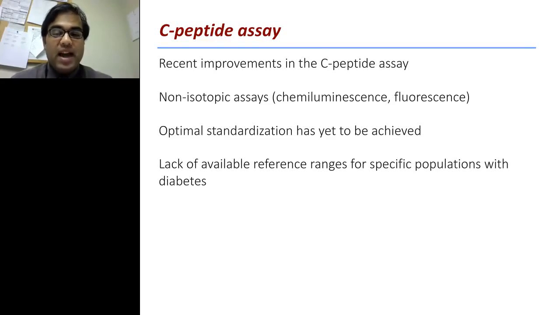So the C-peptide assay has clearly had recent improvements. It's a non-isotopic assay, so chemiluminescent, fluorescent. There's still problems with optimal standardization, but this has been worked on to a great deal. And the concerning thing, of course, is set reference ranges for specific populations with diabetes, meaning should a predominantly white population have a different standard range than maybe the Asian subset, and this is still yet to be teased out.